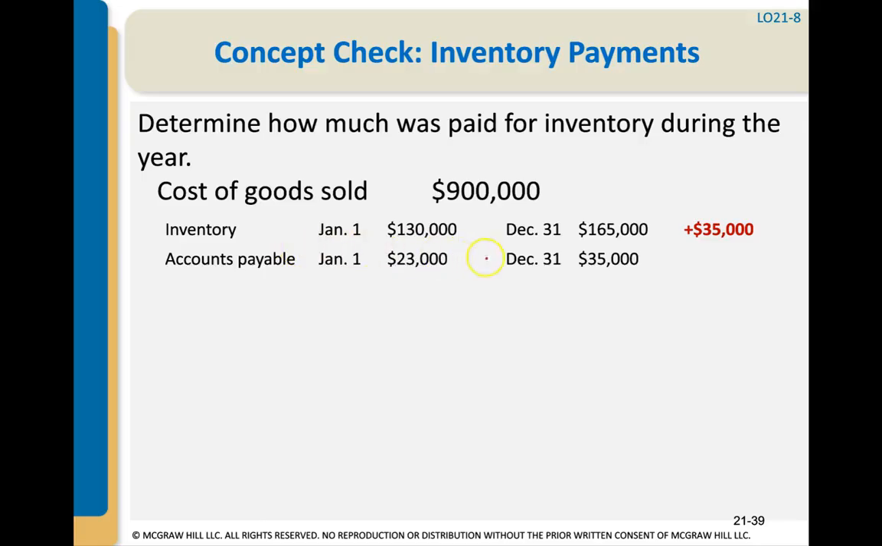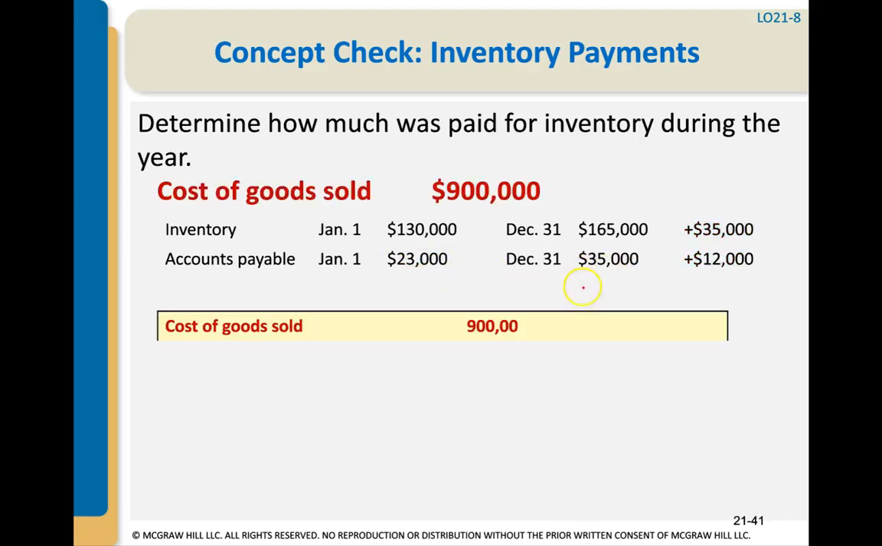First, our inventory increased by $35,000, went from 130 to 165, and then our accounts payable increased by 12. It went from 23,000 to 35,000. So let's build our journal entry.